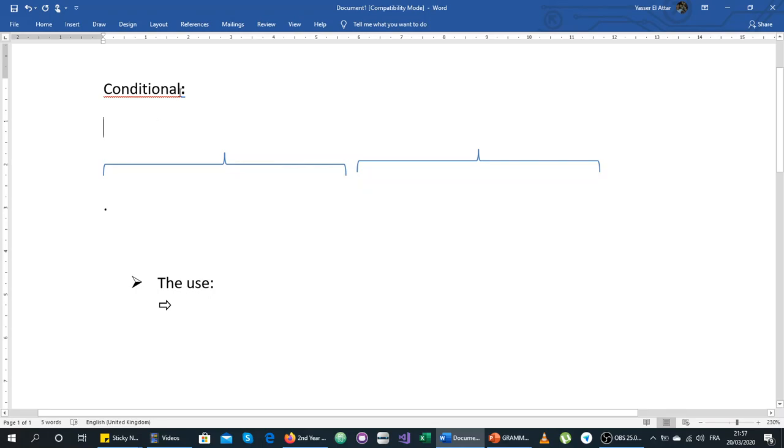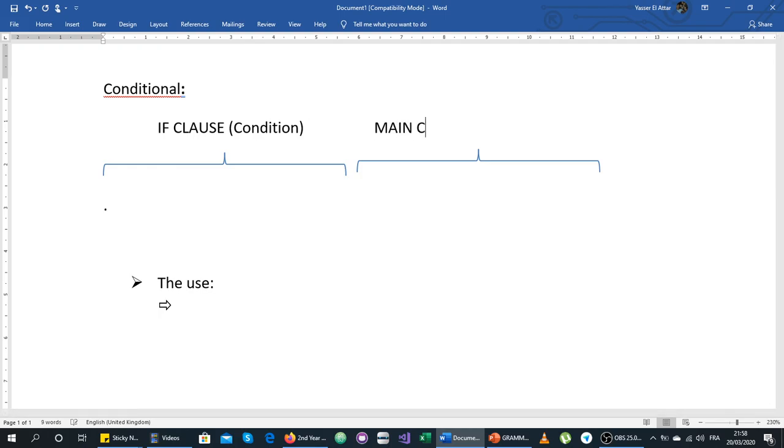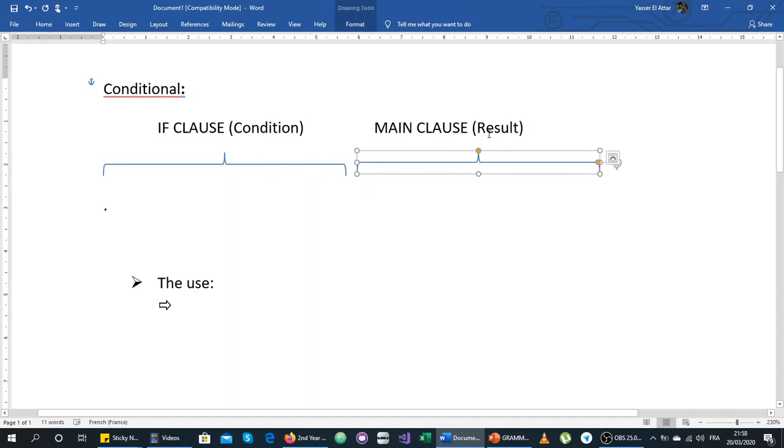We don't have only one type of conditional, we have a lot of types. We have 4 types of conditionals, and all of them have two main things. What are they? They have what we call the if clause. The if clause is where we put a condition, and then the main clause. What is the main clause? It is the result. So we have one condition and then we have the main clause. The main clause is the result.